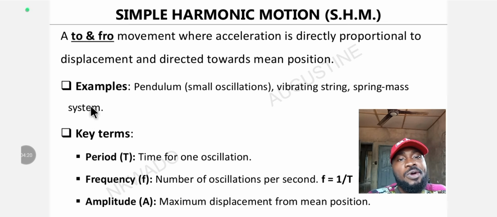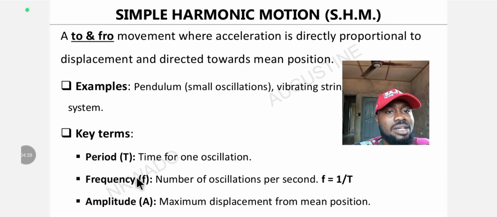Okay, so what are the key terms under simple harmonic motion, SHM? The first one we have here is T, this capital letter T. This is usually the time for one oscillation. The time for one oscillation, that's T. And we also have frequency, which is f, which is the number of oscillations per second. That's the definition of frequency.